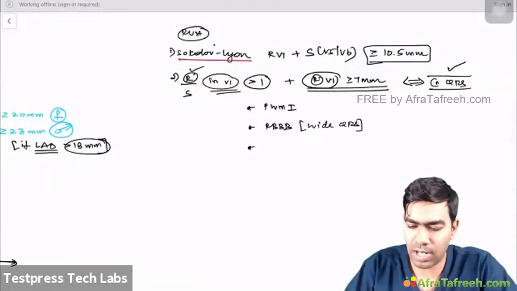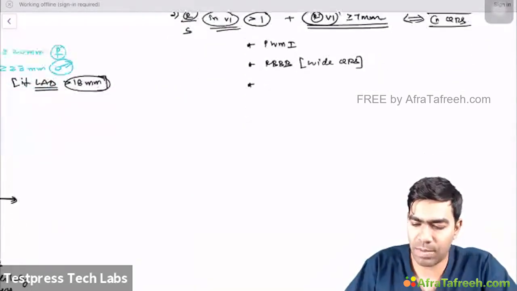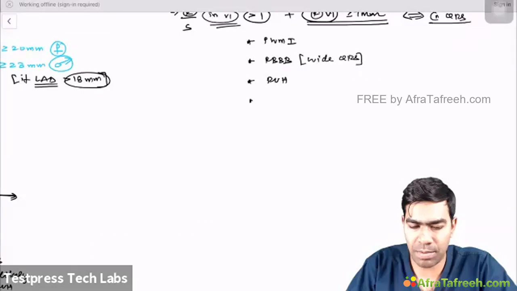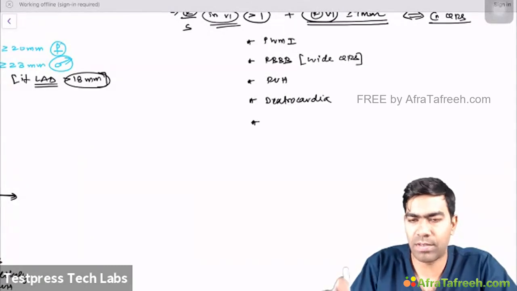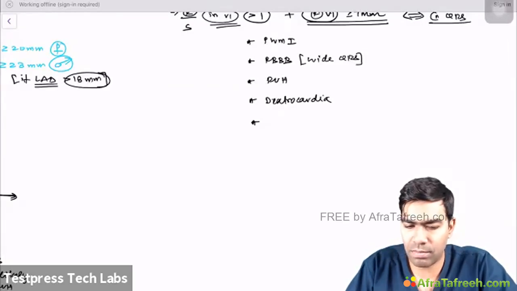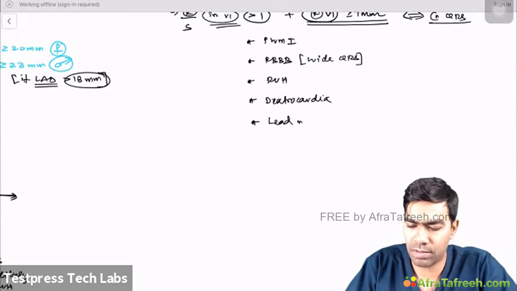So apart from that, what are the other conditions? Apart from RBBB, you have right ventricular hypertrophy, which we have been discussing. Then apart from that, you have multiple other conditions like dextrocardia, because of the lead reversal you might have a prominent R wave, possibly. Then you might get it in the setting of a lead malposition, where you're artificially creating different things.